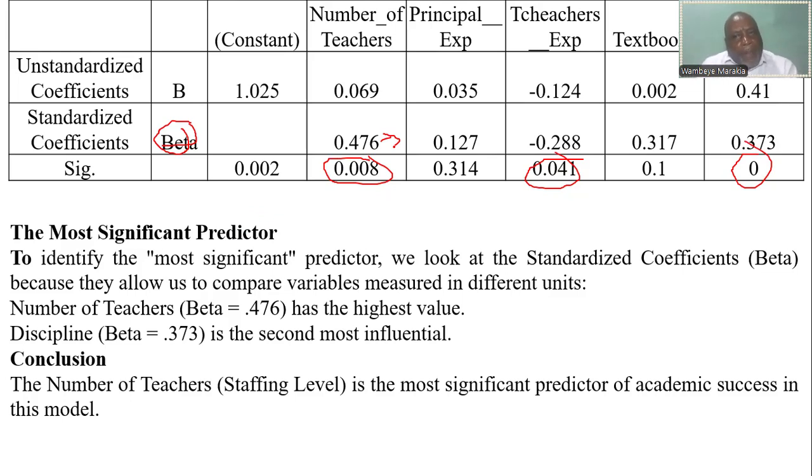The number of teachers, having the beta equal to 0.476, has the highest value of prediction. Because the higher the value, the more it predicts the results in the school. And then we have discipline with the beta value of 0.373 as the second most influential. Then in conclusion, we say the number of teachers, that is the staffing level, is the most significant predictor of academic success in this model.